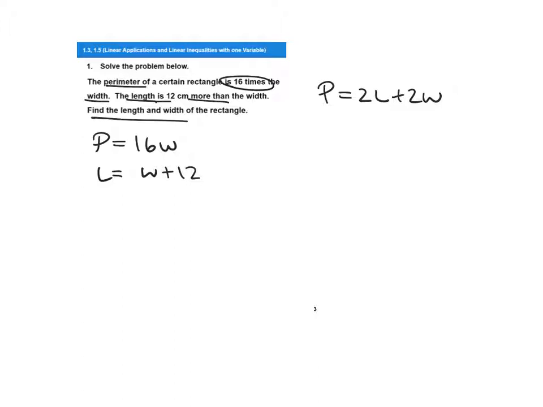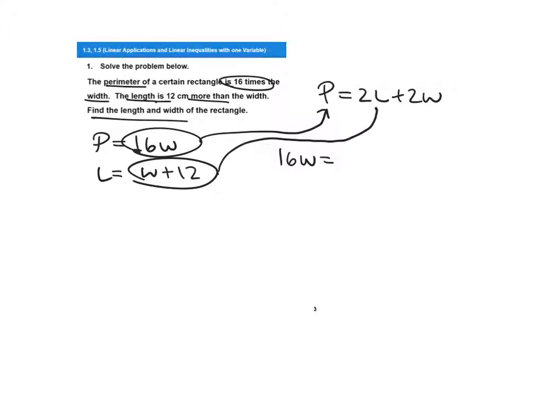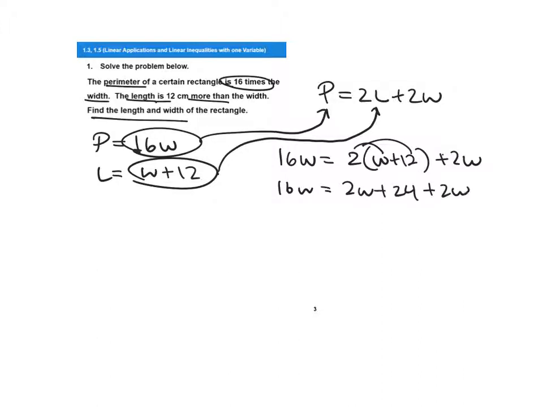Now that we know these things, we're going to substitute. Notice that we have W's in both of these, so we're going to get everything into W's. Perimeter equals 16W, and the length is W plus 12, so 2 times W plus 12, and then we'll finish up by adding 2W. So everything's in terms of W. 16W equals, distribute, 2W plus 24 plus 2W. These are like terms now, so that's 4W. So 16W equals 4W plus 24.